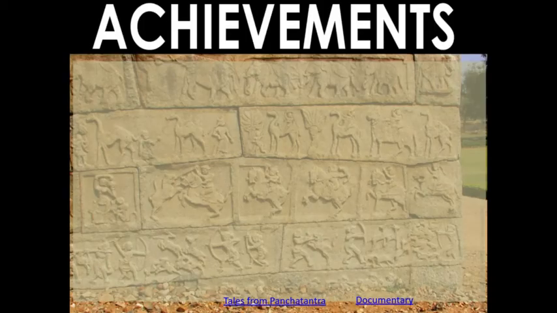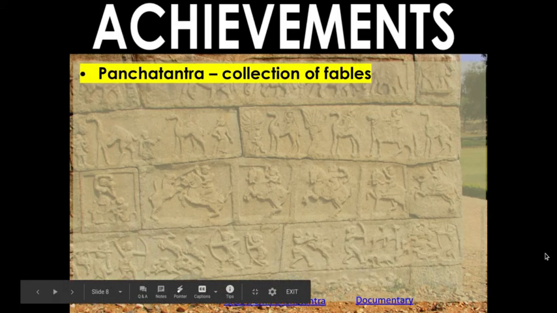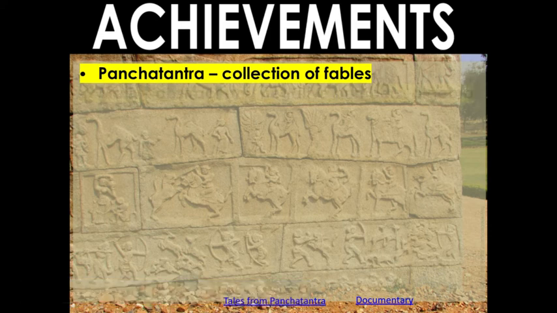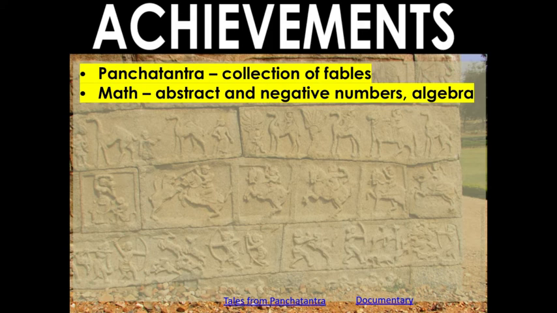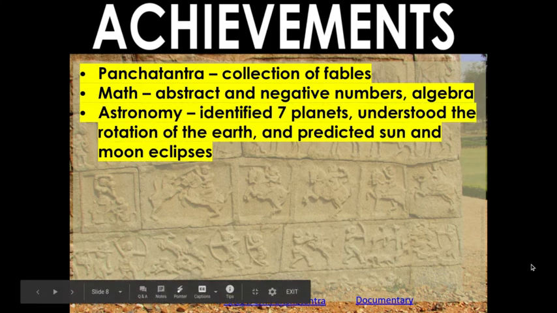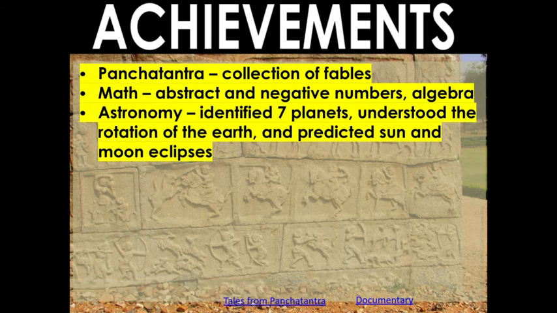Some of their achievements. Now, we have two links down here. Do you want to check out Tales of the Panchatantra? And then we have another documentary about their achievements that are definitely worth checking out. The Panchatantra is a collection of fables. Math, abstract and negative numbers, and algebra. Astronomy. They identified 7 planets, understood the rotation of the Earth, and predicted sun and moon eclipse.